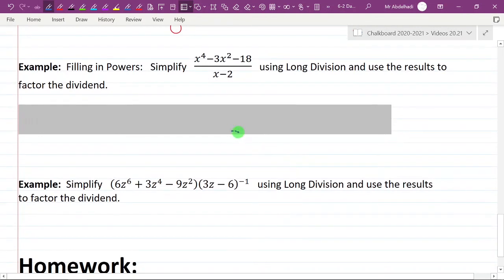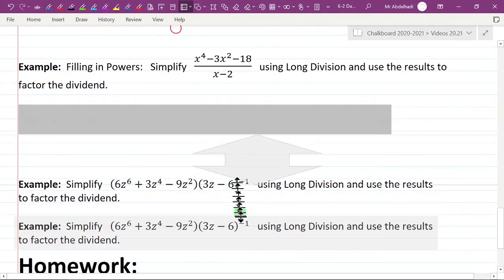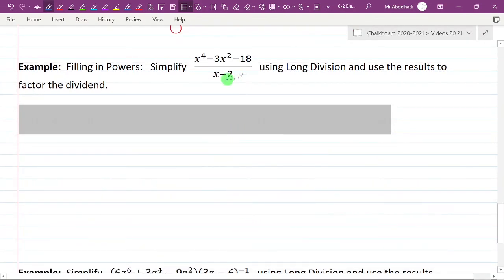Now this next one has a little trick in it that you have to pay attention to. If you look at the powers here, this is a power of 4 and a power of 2. Where's the power of 3? It's not there. And then it goes from a power of 2 down to no power at all, which is a power of 0. Where's the power of 1? So there are some missing powers here. So we need to fill in the powers before we can long divide.